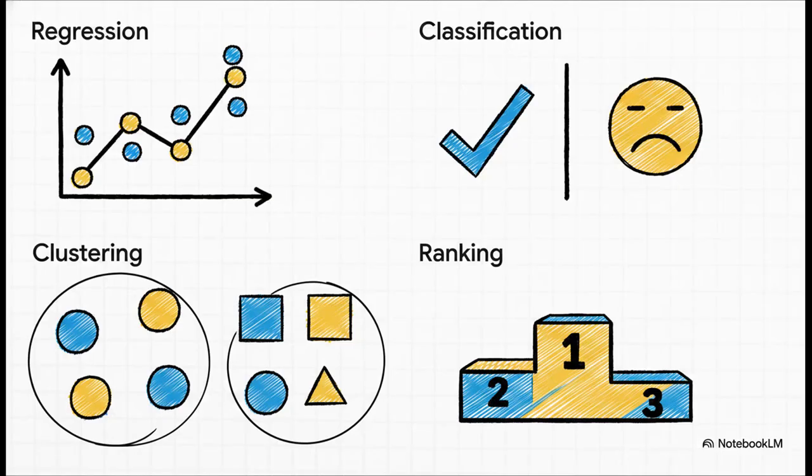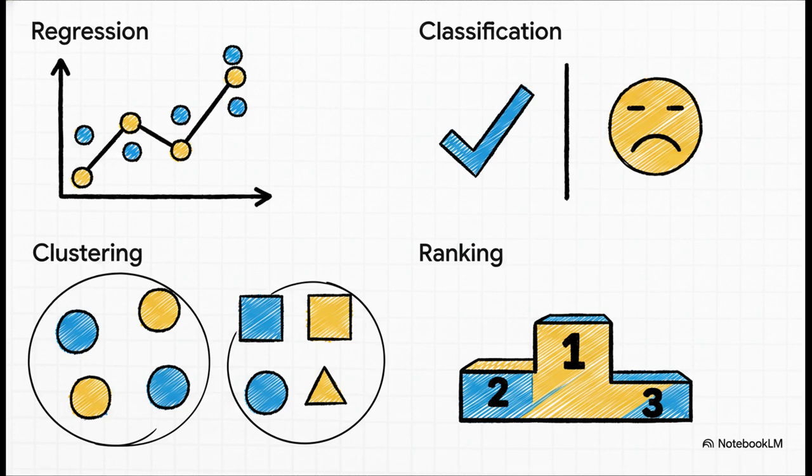And if we distill all of that down, almost every machine learning problem out there fits neatly into one of four specific buckets. First up, we've got regression. That's for predicting a continuous value, like, say, figuring out the expected cost of a piece of real estate. Next is classification, which predicts a discrete category.